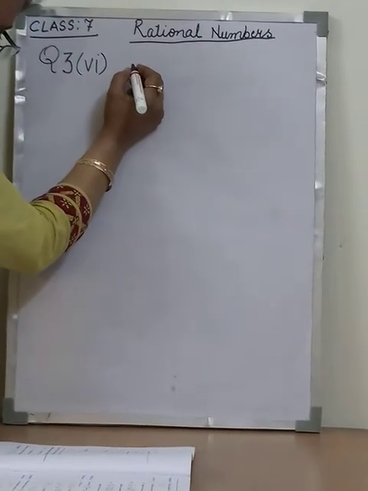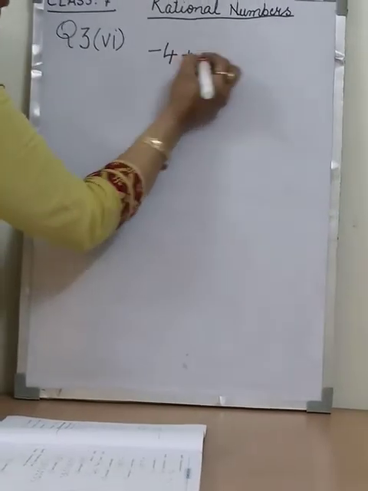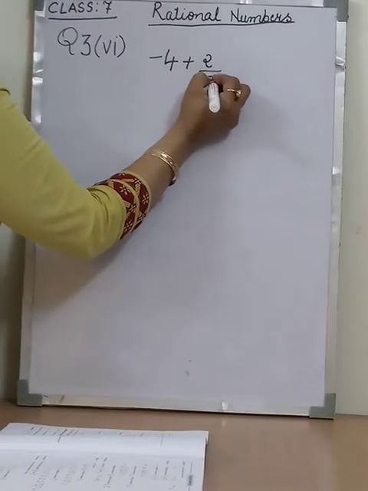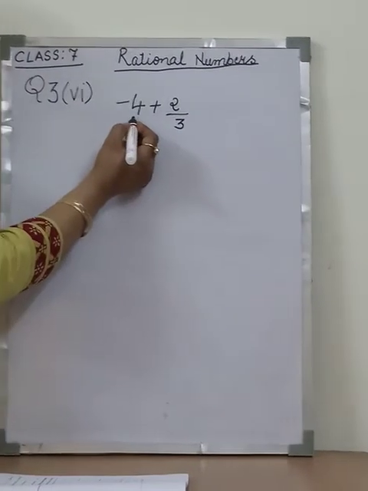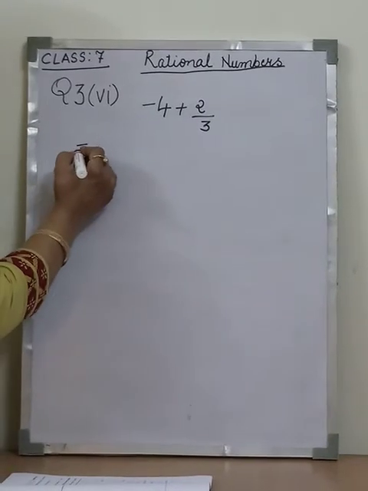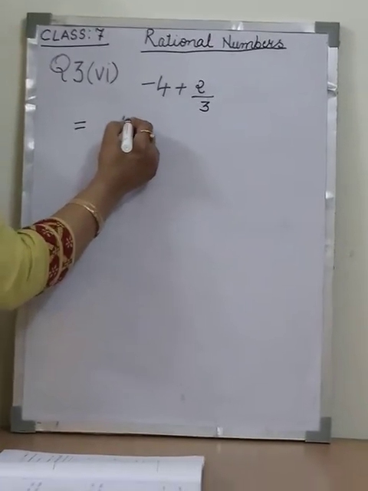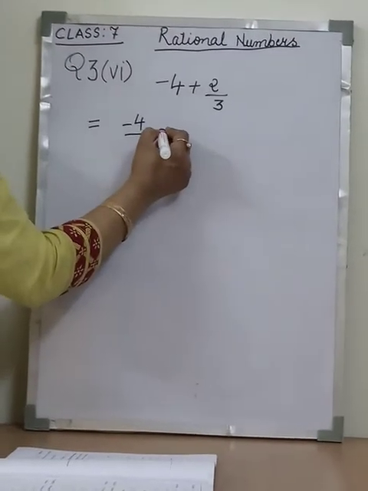Question number 3, part 6. It is minus 4 plus 2 by 3. The mathematical expression is already written, so no need to write it. Here we have nothing in the denominator. When we do not have any number in the denominator, then it is 1. So for your better understanding, right now I am writing 1, you can avoid that.